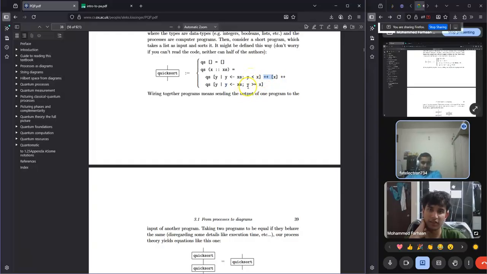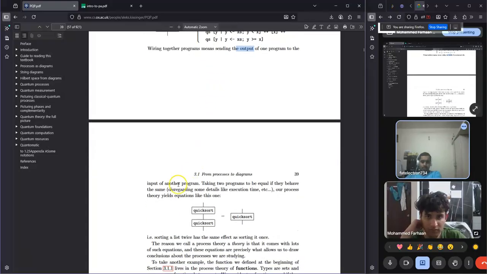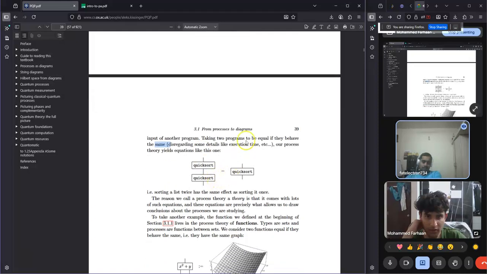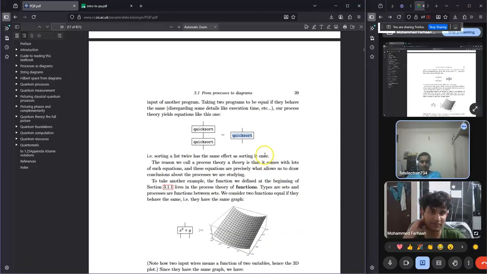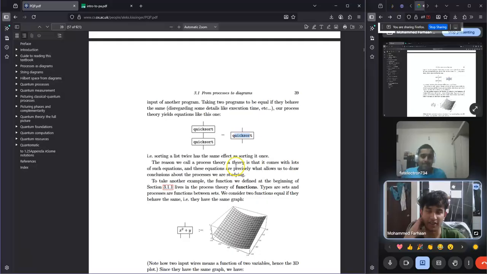Wiring together programs means sending the output of one program to the input of another program, taking two programs to be equal if they behave the same, disregarding some details like execution time. Our process theory yields equations like this, quicksort composed with quicksort is quicksort. This is kind of what closure was looking at. So we've composed them, and we get just something that was already there.